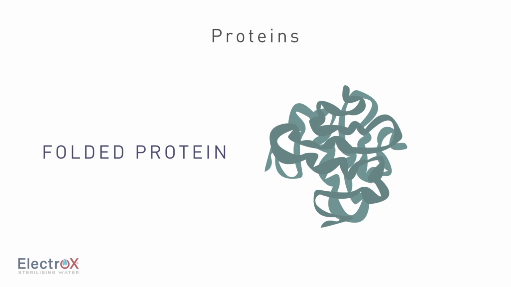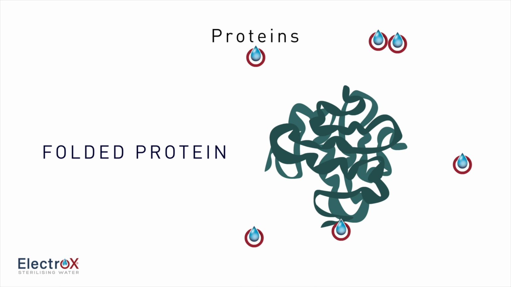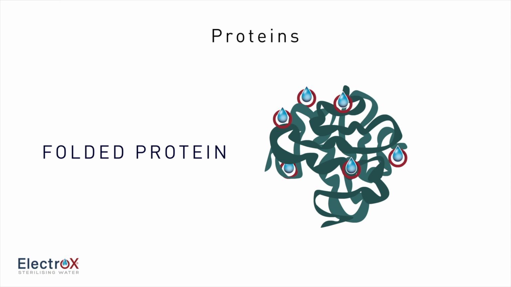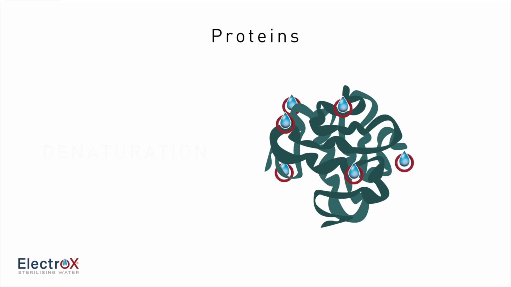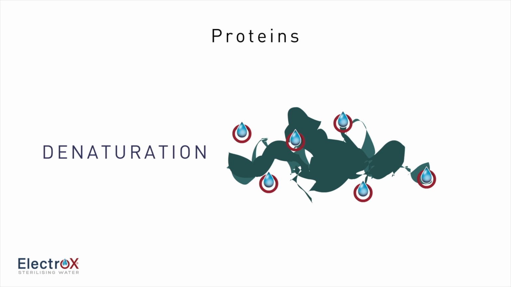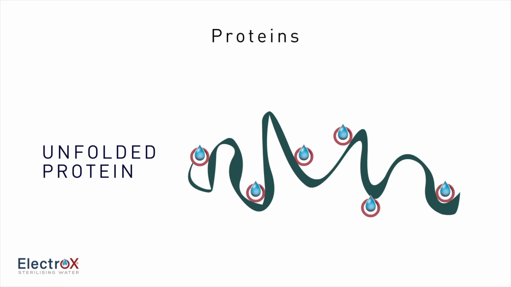The proteins within the bacterial cells are very complex and specific molecules. They are similar to a key for a door. Only the protein with the exact shape can do a certain job. The hypochlorous acid in Electrox steals electrons from the proteins, causing them to denature or break down and lose their function. This is deadly to the cells, as they are no longer able to perform processes that are vital for the cell's survival.